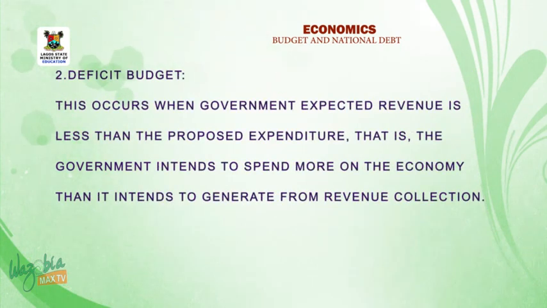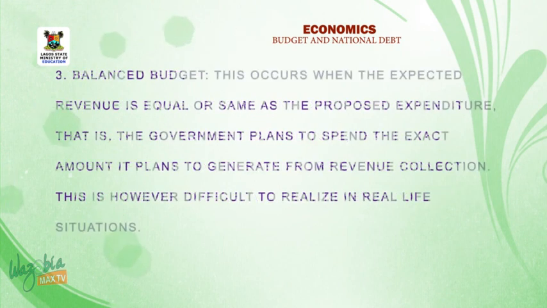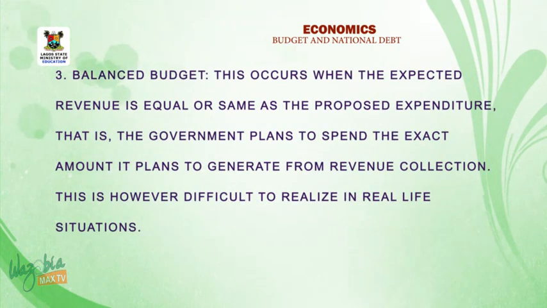Deficit budget. This occurs when government's expected revenue is less than the proposed expenditure. That is, the government intends to spend more on the economy than it intends to generate from revenue collection. Balanced budget. This occurs when the expected revenue is equal to the proposed expenditure. That is, government plans to spend the exact amount it plans to generate from the revenue collection. This is, however, difficult to realize in real-life situations.